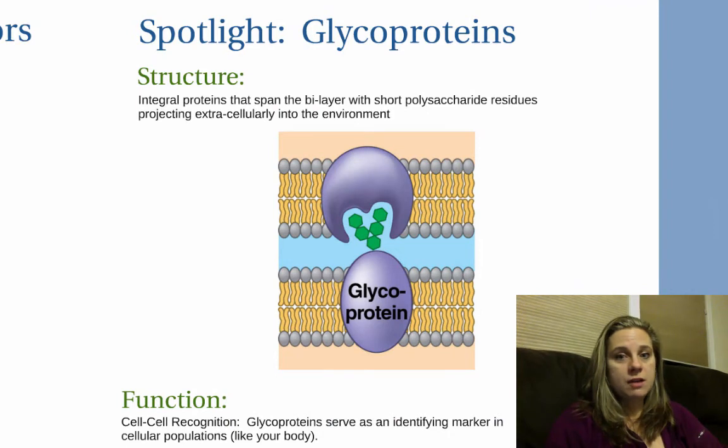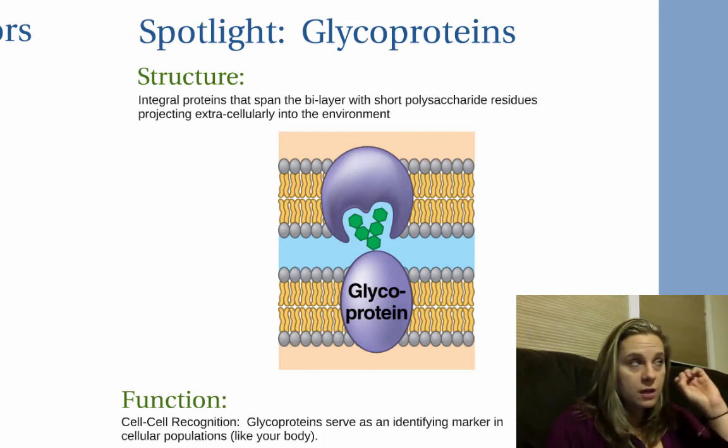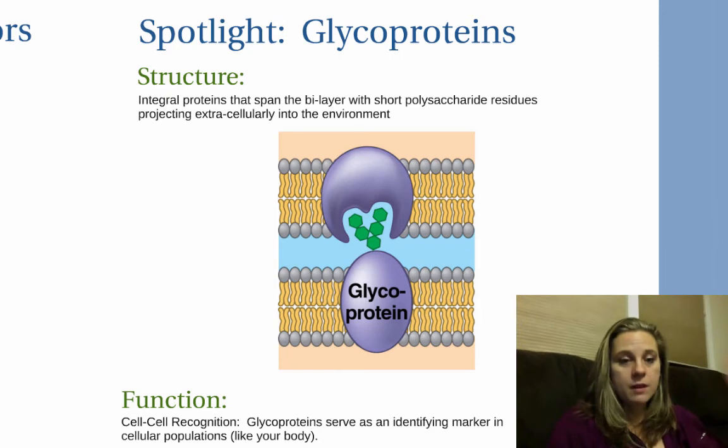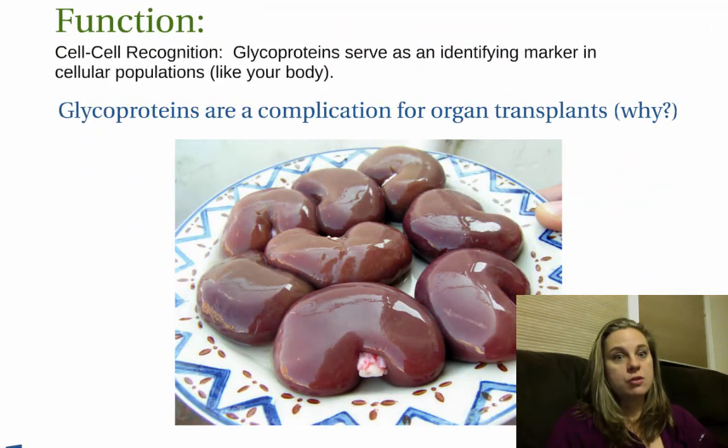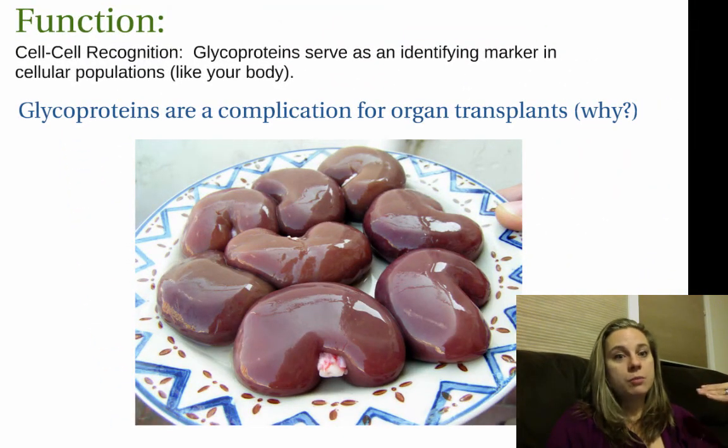So let's take a look at glycoproteins and their job. Structure: integral proteins, they span the bilayer, with short polysaccharide residues that sort of erupt from the top. Their function is cell-cell recognition, where glycoproteins serve as an identifying marker to other cells in the population, like to others of your cells. So that's their job. Glycoproteins are really important for that.